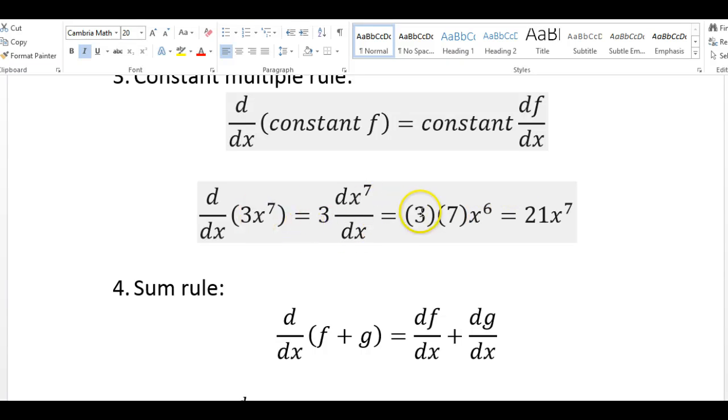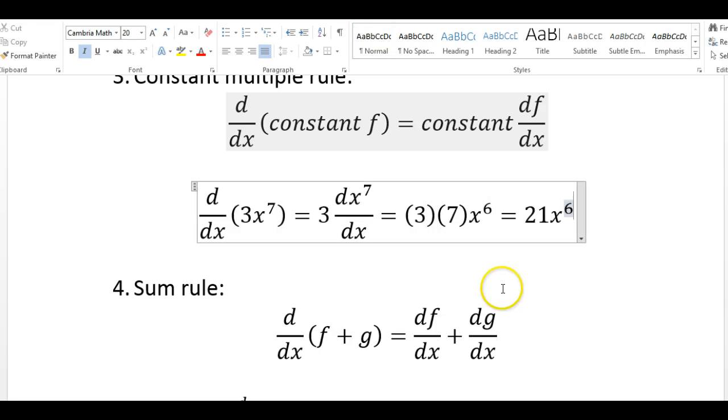So 3 times, what's the derivative of x to the 7? That is 7x to the 6. Now the 3 is still there, so 3 times 7, 21, x to the, oh I'm sorry, this is a typo here, so 6.